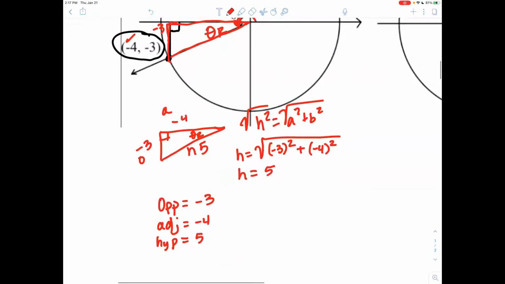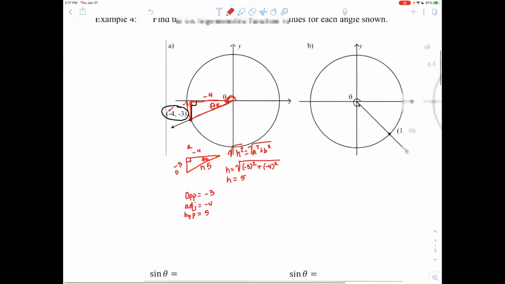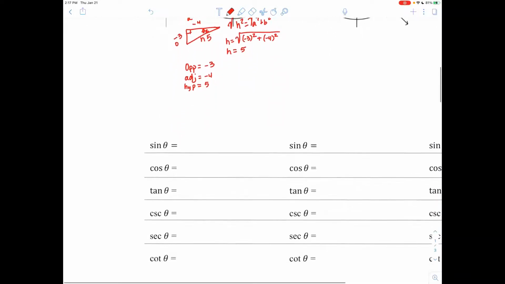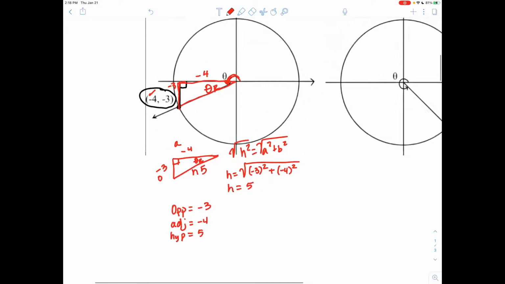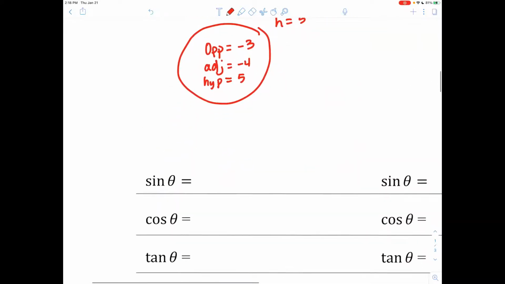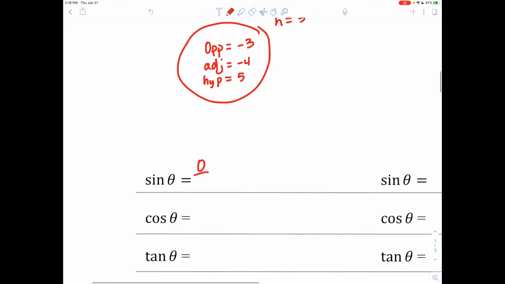I'm going to tell you all the time, when you find the hypotenuse, it's going to be positive. Now all I'm asking you to do is come down here and identify all 6 trig values for angle theta. So this is the opposite, adjacent, and hypotenuse for angle theta, okay? All right, but we use that little reference angle to help us figure that out. All right. So sine is opposite over hypotenuse. So that would be -3 over 5.